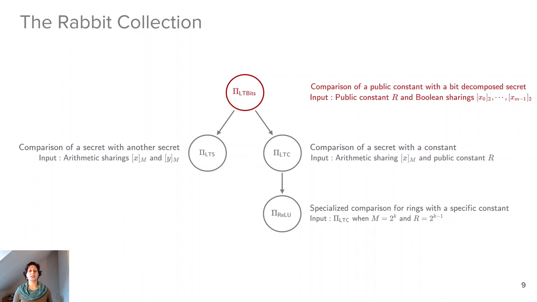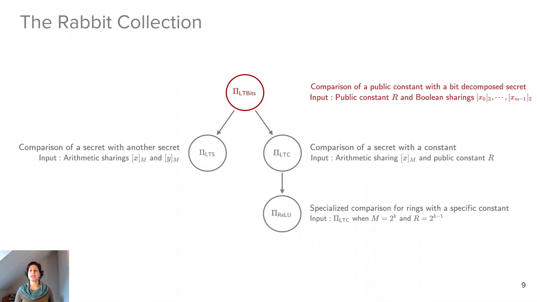The less than function is based on prior work, but it is essentially a generalization thereof. There are 2 differences between our LT-bits protocol and what has been already proposed in the literature. The first one is that our comparison takes place between a public constant and a bit decomposed secret, while prior work looked at a more general problem of comparing 2 bit decomposed secrets. In practice, this means that our protocol is simpler and therefore also faster.